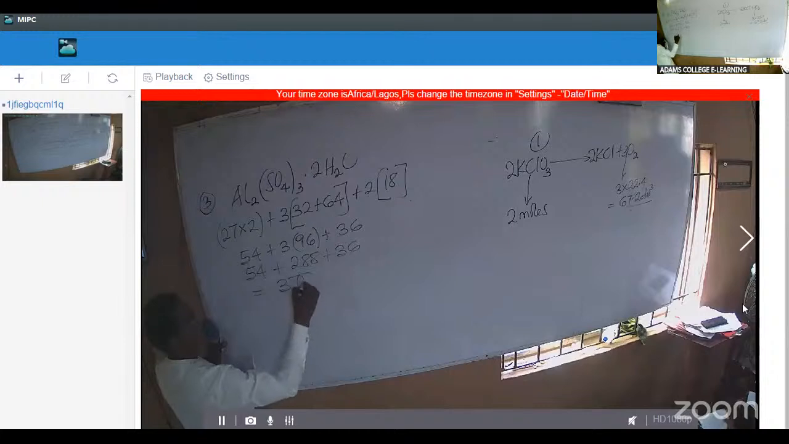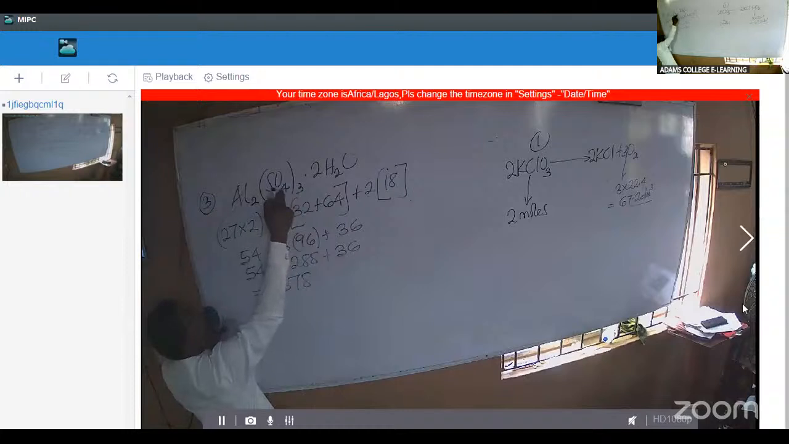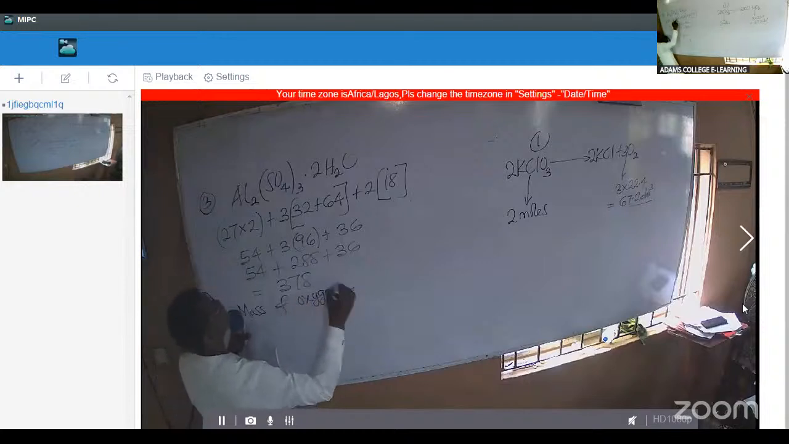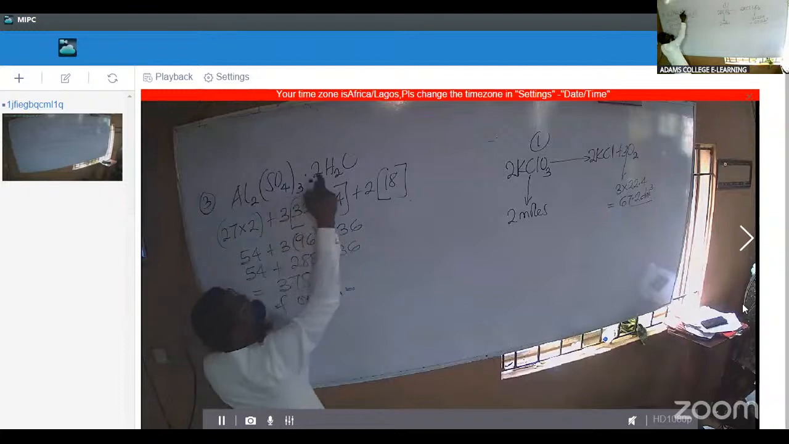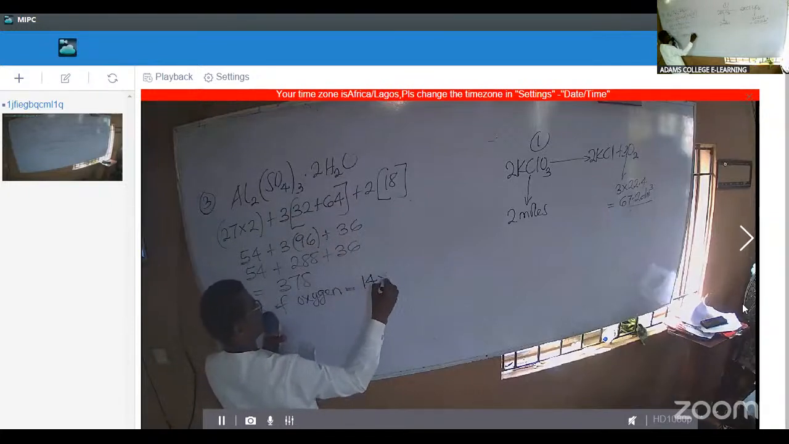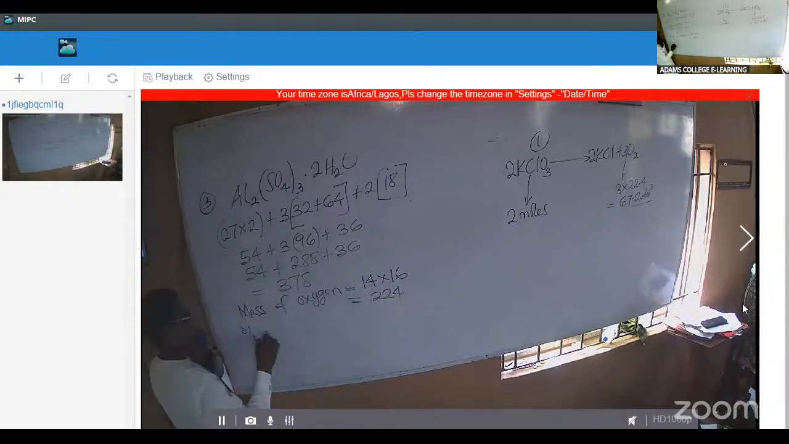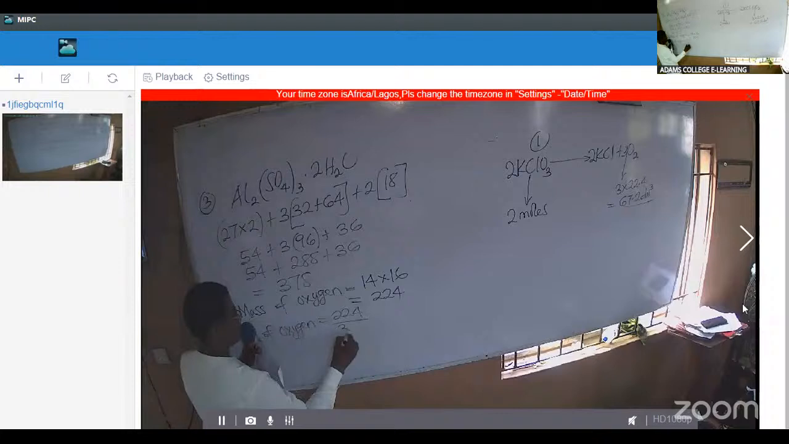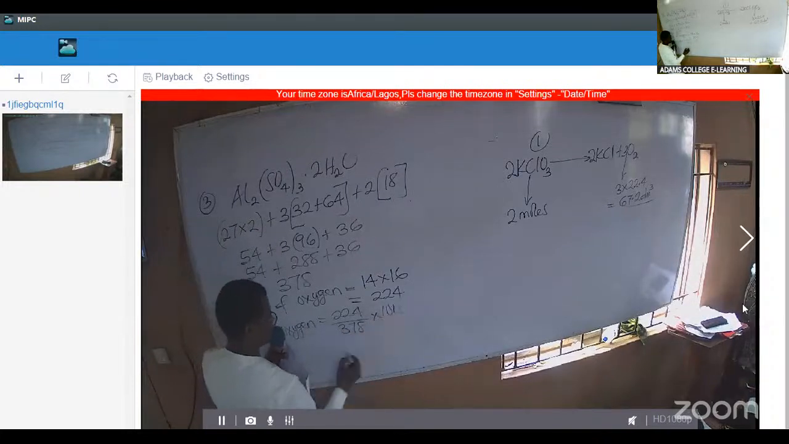That gives 378. How many oxygen are there? 4 times 3 is 12 oxygen, and the 2 water makes 14. So I have 14 times 16, which is 224. So the percentage of oxygen now is 224 over 378, and what do you get? 0.25%. Is the answer there?